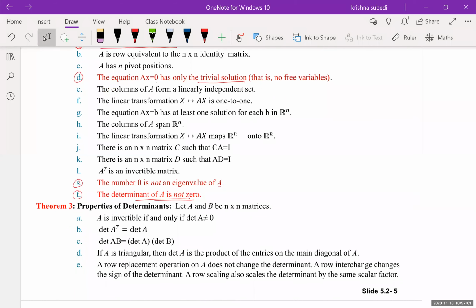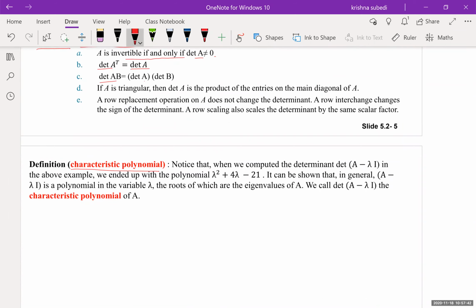Now, with these properties, let's look at theorem 3, the properties of determinants. I want you to recall these properties of determinants. Sometimes it will be really beneficial to use them, as they save a lot of time in calculations. Let A and B be n by n matrices. A is invertible if and only if the determinant of A is not equal to 0, the determinant of A transpose equals the determinant of A, the determinant of AB equals the determinant of A times the determinant of B, and so on.